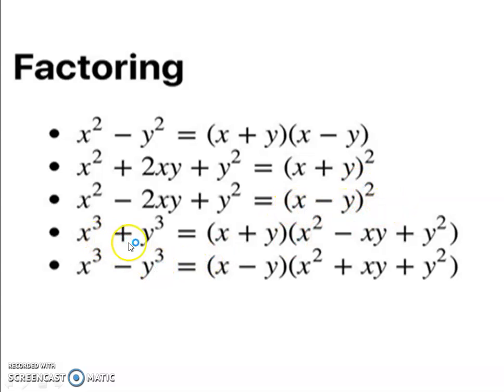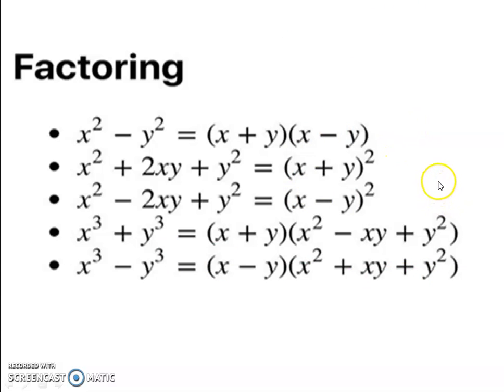The same trick applies for x cube plus y cube. Here plus is there, so x plus y is the first factor. For the second factor, x square, be careful, here 2 is not allotted. If it is plus in the first factor, here it is minus, plus y square. Next, x cube minus y cube is equal to x minus y, x square, here plus xy, and then plus y square. So you must remember all these factoring formats.